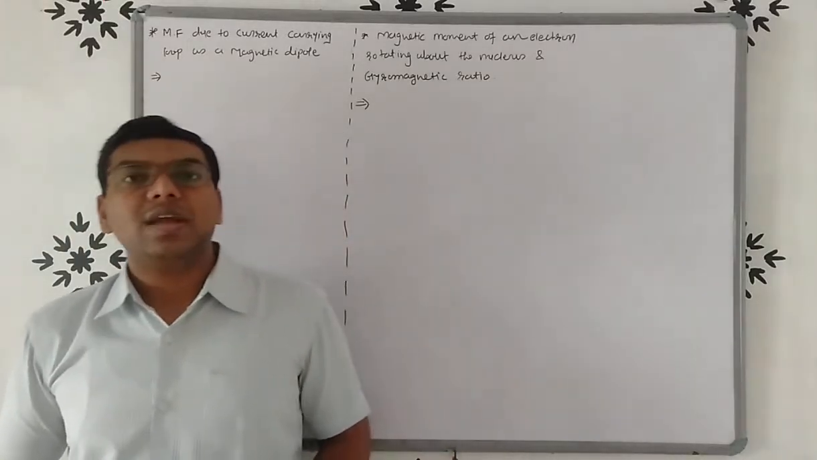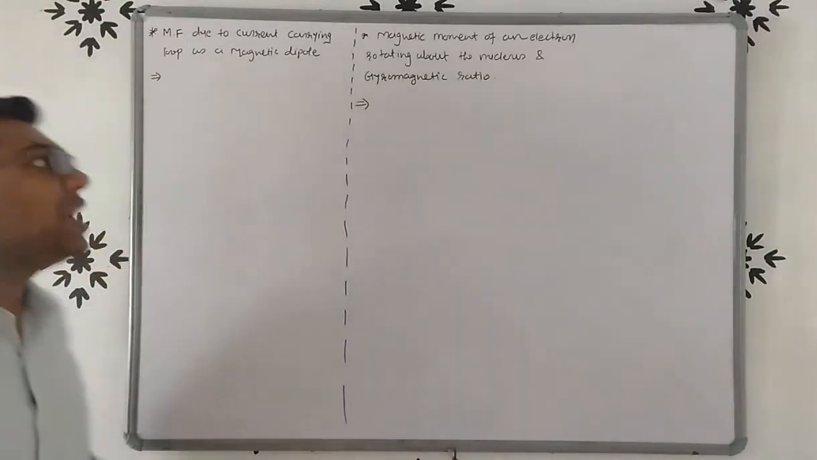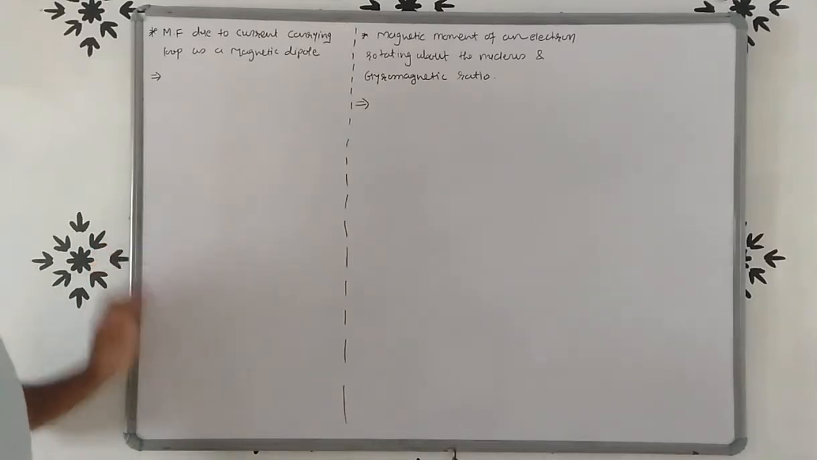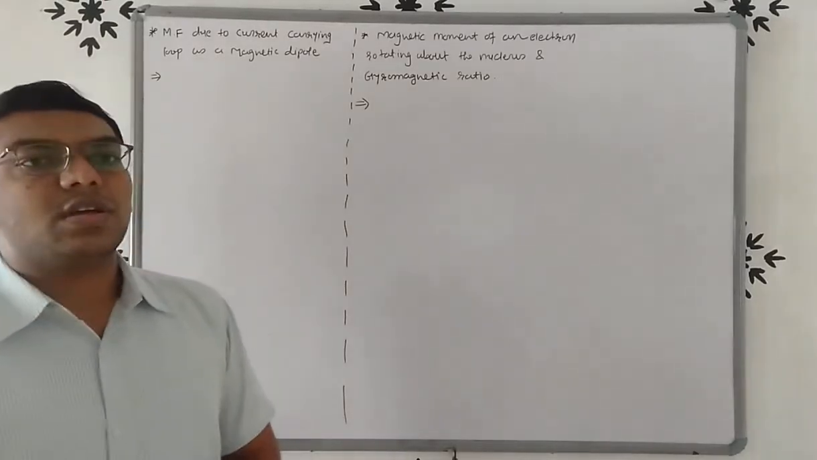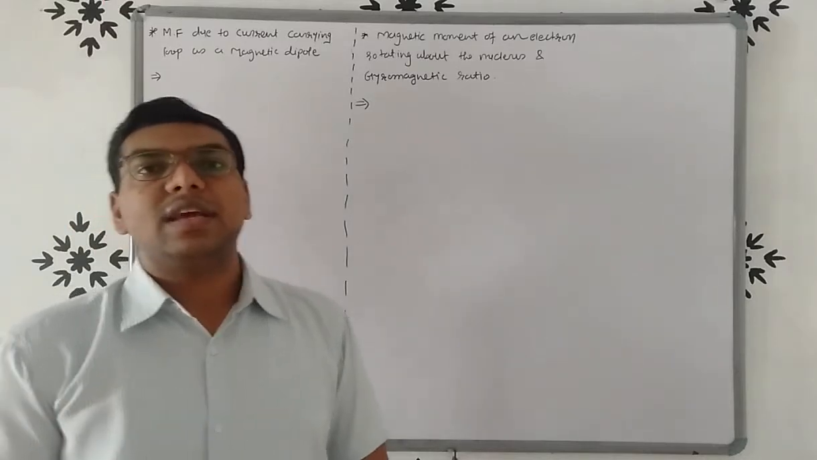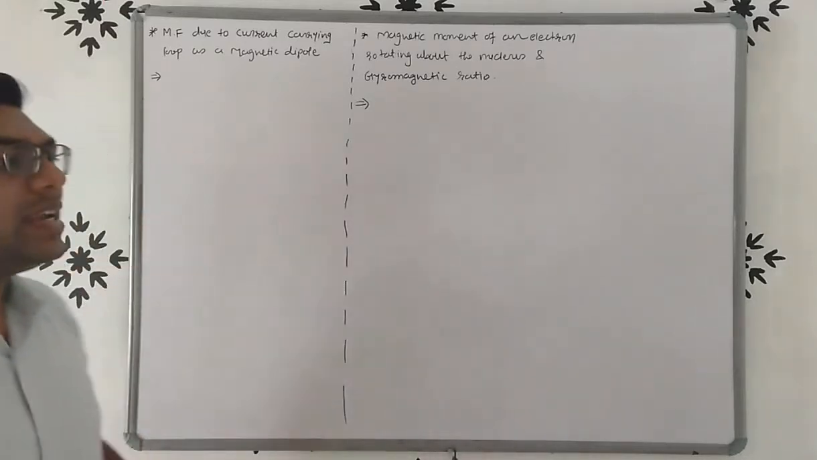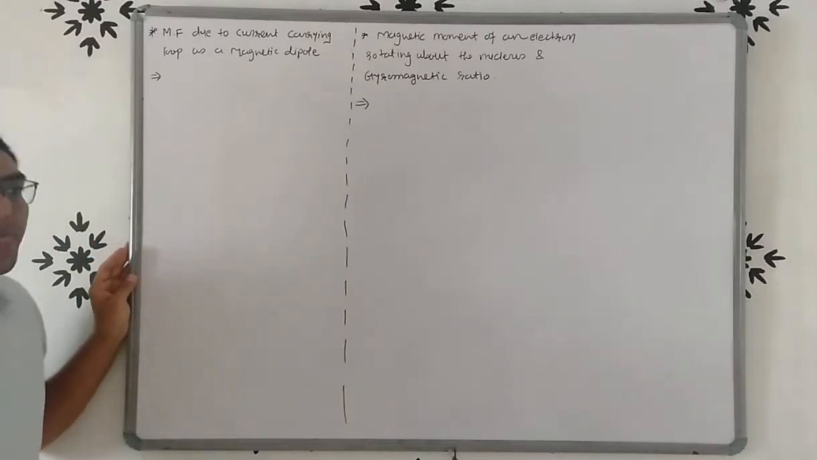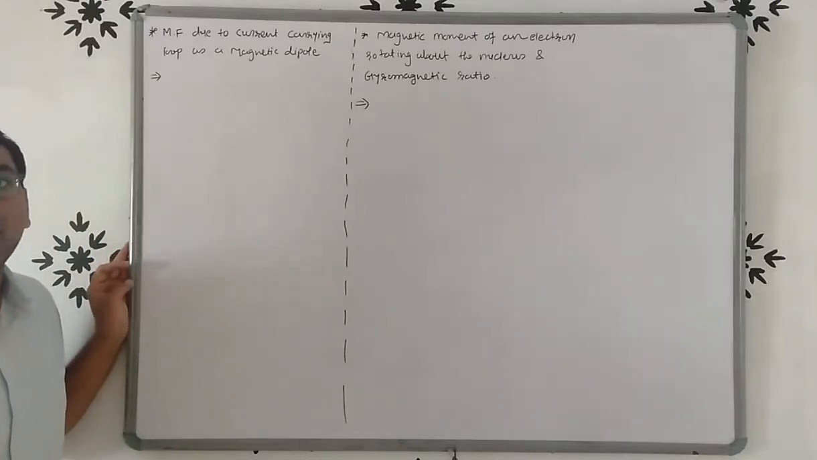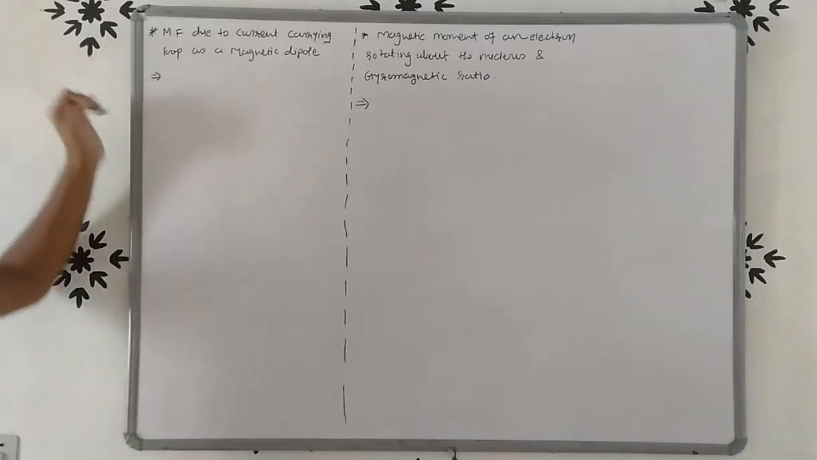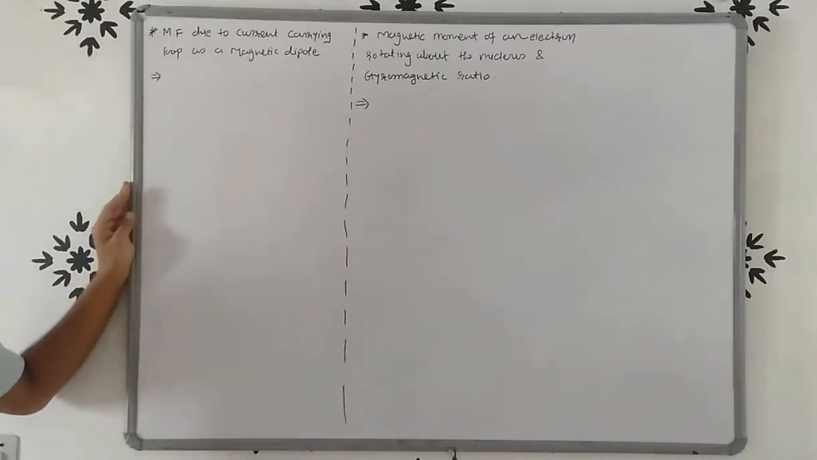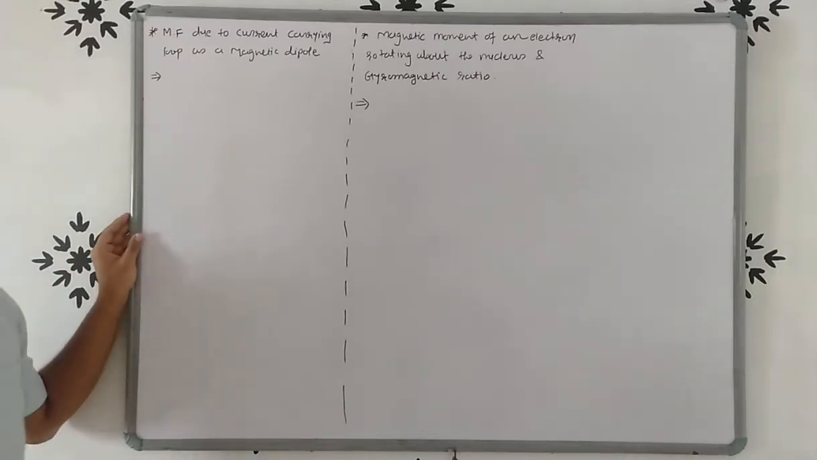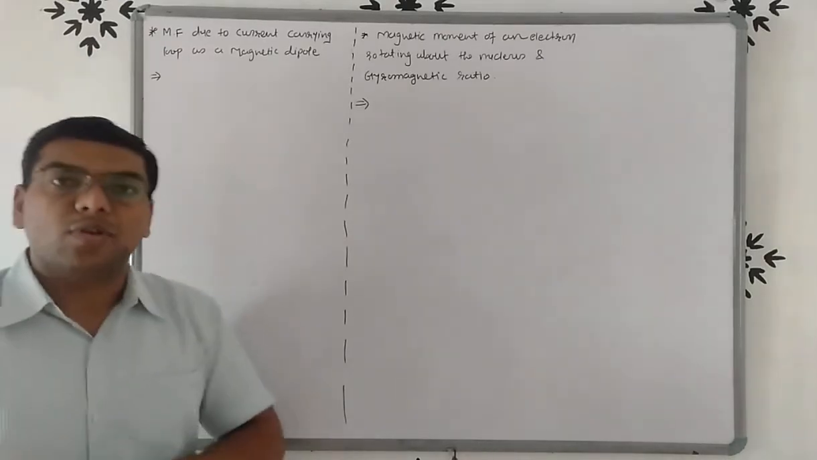Hello friends. Today we will discuss the magnetic field due to a current carrying loop as a magnetic dipole. Here we have to derive the equation of magnetic field, but in terms of the magnetic moment. So the question will be like this: derive the equation of magnetic field due to a current carrying loop as a magnetic dipole.